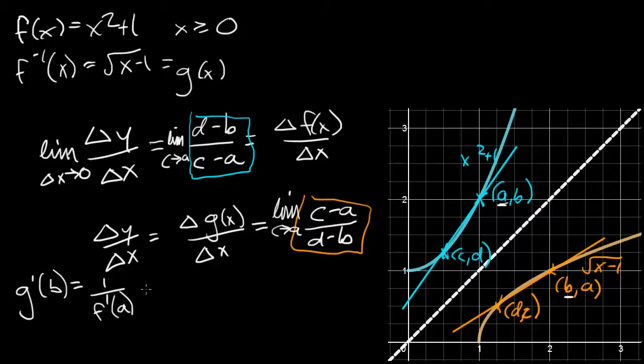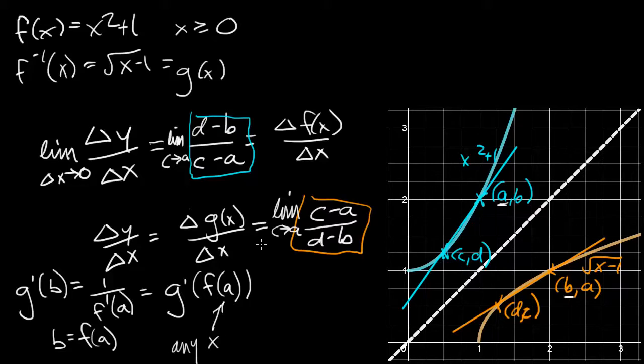Well, g prime of b, what is b? Oh yeah, b is f of a. So that's g prime of f of a equals 1 over f prime of a. Or, since a can really be any x, then we can write this as g prime of f of x equals 1 over f prime of x.